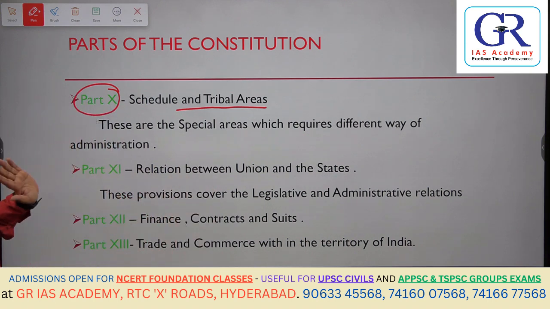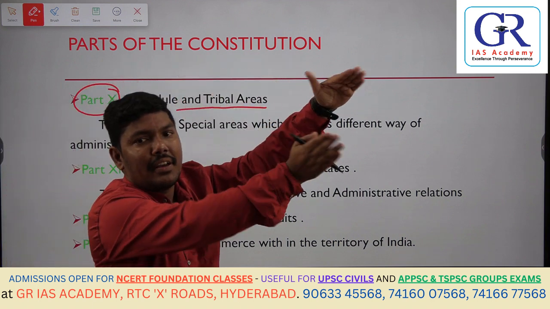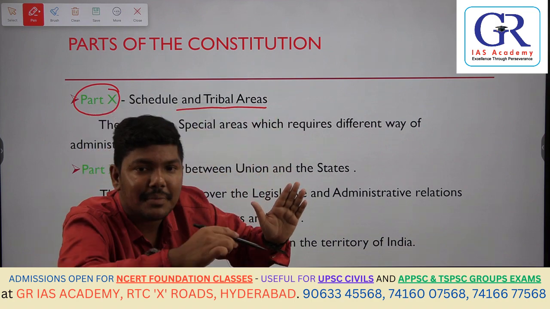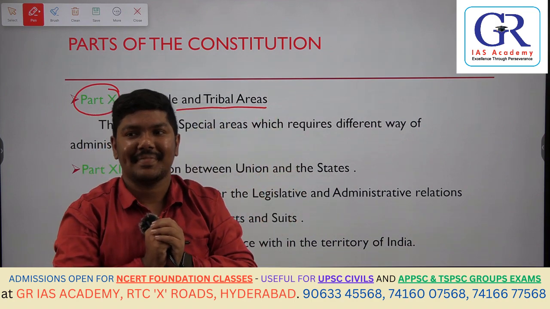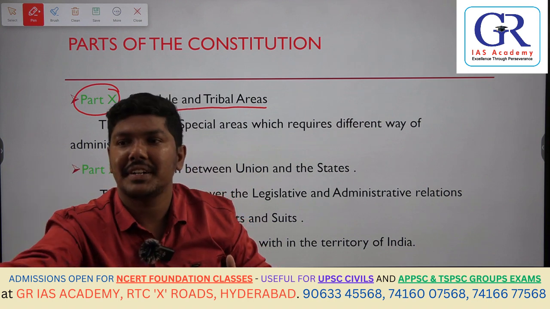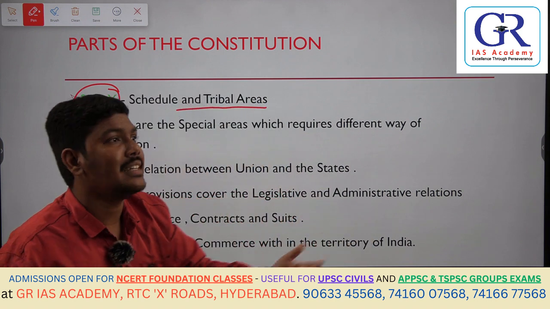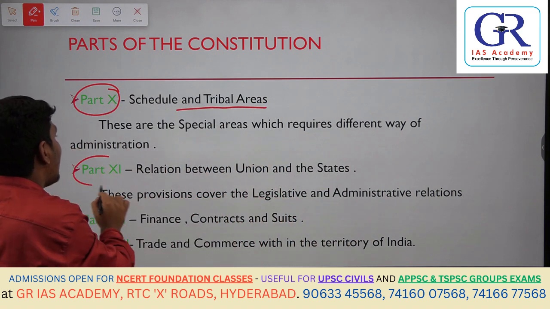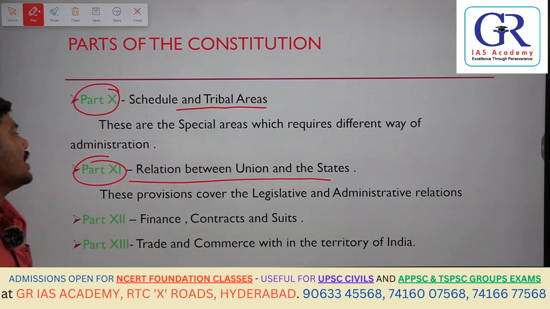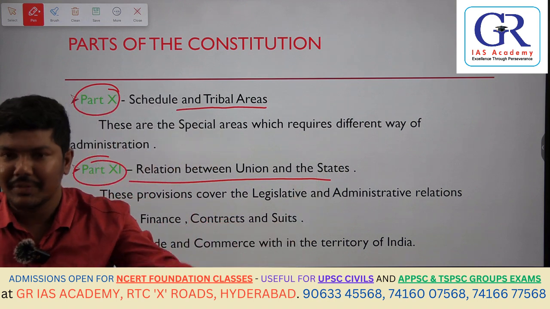Yes. Now let us go to the next one. Now we have seen part 5 as union government. We have also seen part 6 as state government. Now the next part is the relation between the union and state government. So we have administrative relations, legislative relations, financial relations. These are all discussed in part 11 of the Constitution, relation between the union and the states. These provisions cover the legislative and administrative relations.